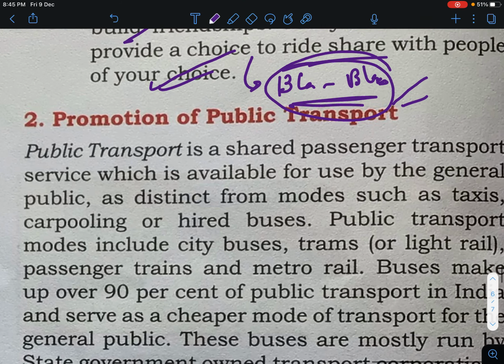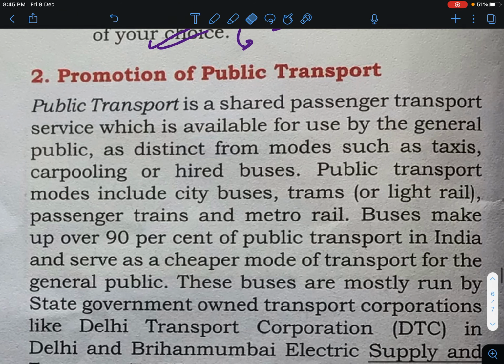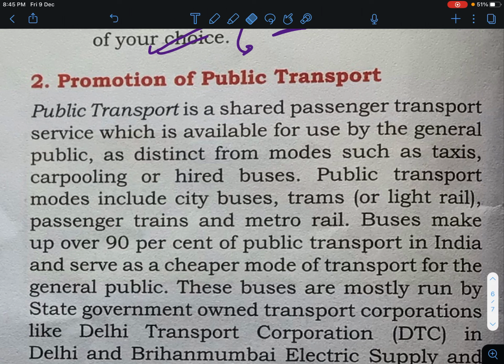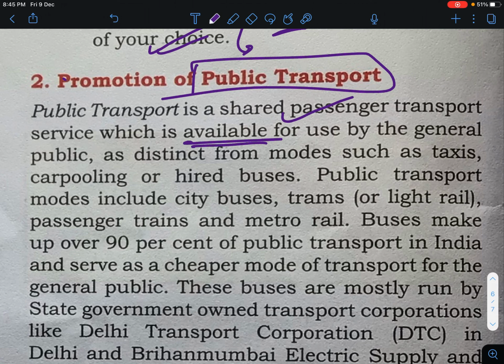Now, promotion of public transport. Second point is about the promotion of public transport. Public transport is a shared passenger transport. We are talking about the bus services. Public transport is basically a shared passenger transport service which is available for use by the general public, as distinct from modes such as taxis, carpooling, or hired buses.